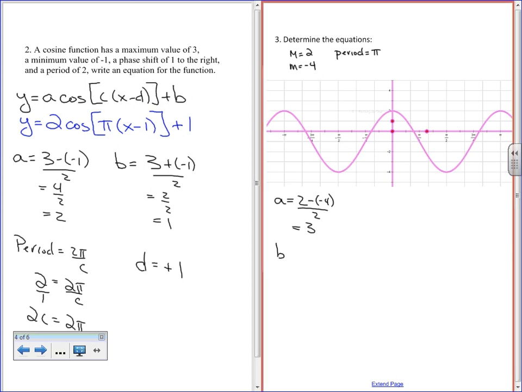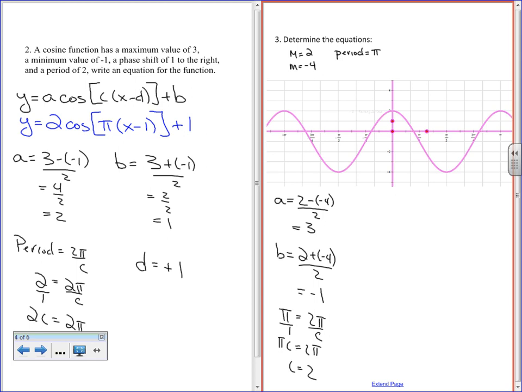My B value is the highest point, added to the lowest point, which becomes a negative, divided by 2. So that's 2 minus 4, which is -2, divided by 2 is -1. And then my period is pi. And we know that the period is equal to 2 pi over the C value. Cross multiply, I get pi C is equal to 2 pi, divide both sides by pi, and it turns out my C value is 2.